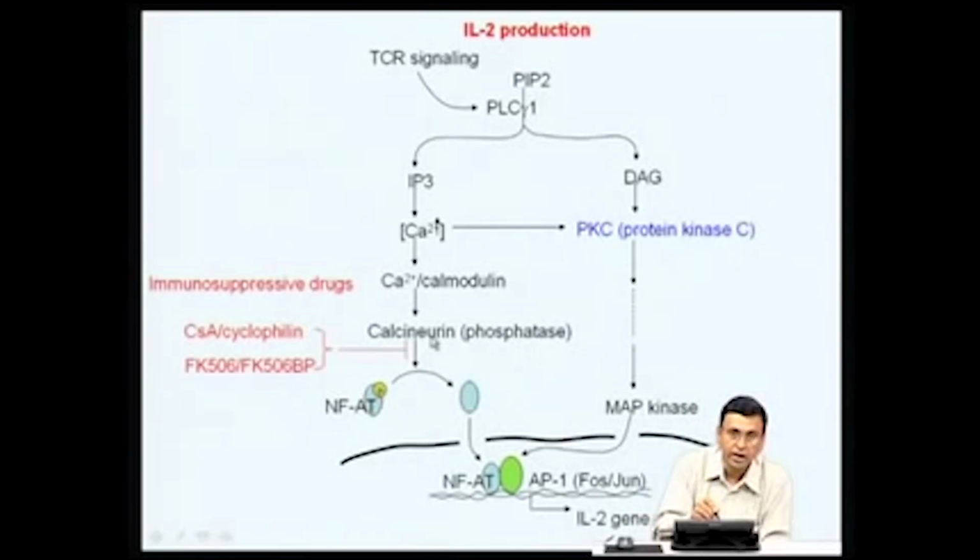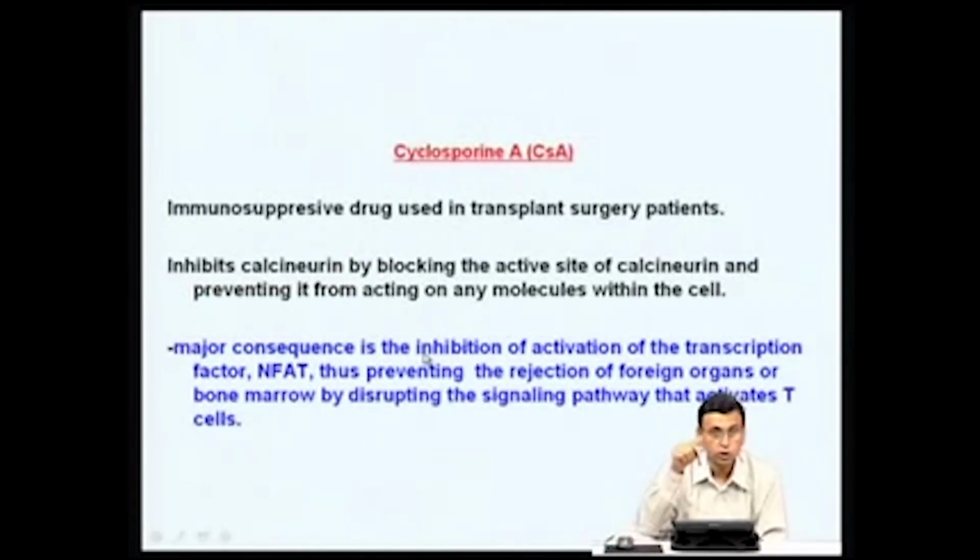Calcineurin, as I told you, is very essential for the activation of NF-AT, and very important immunosuppressive drugs like cyclosporine act as inhibitors of calcineurin. As you can see in the next slide, cyclosporine is a very important immunosuppressive. People who undergo kidney transplantation or other organ transplantations, for example, are usually treated with immunosuppressants because you want to prevent rejection of the transplanted organs.